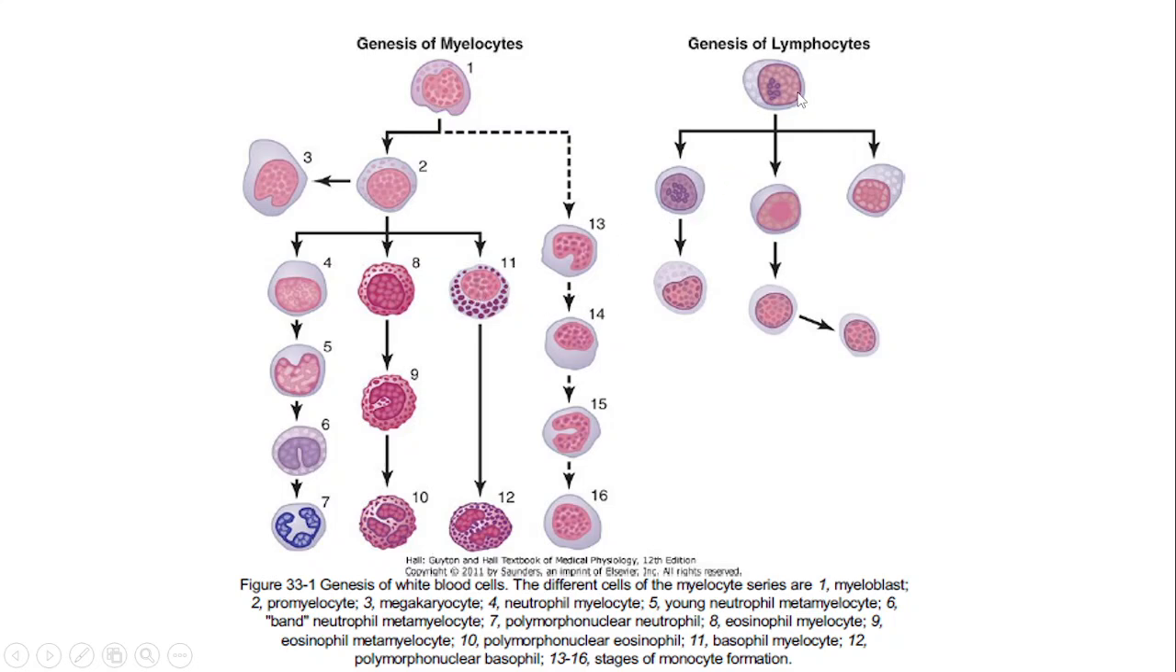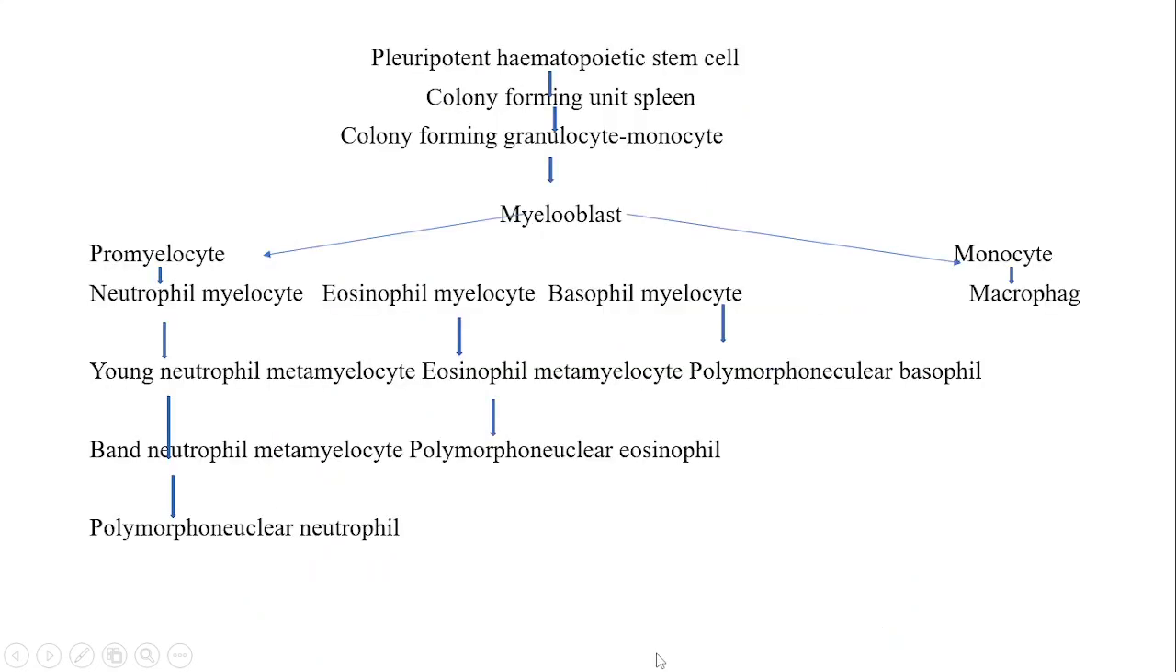And these are the steps of lymphopoiesis, that means the process of formation of lymphocyte, and this is the process of formation of monocyte. Now we can show this process of lymphopoiesis or granulopoiesis in a flowchart. The first stage is the pluripotent hematopoietic stem cell.